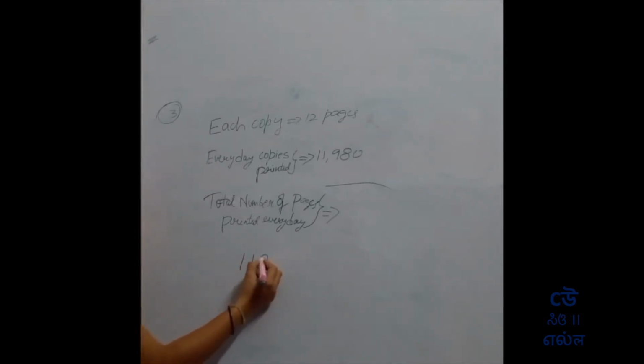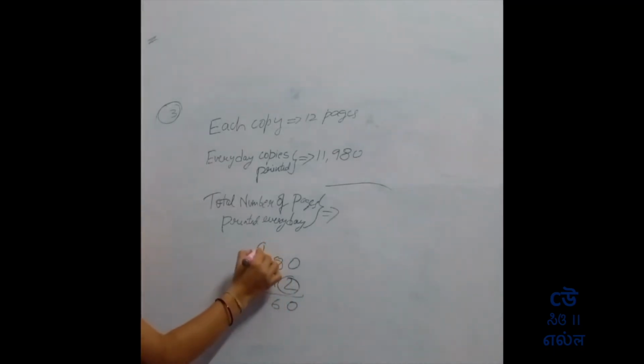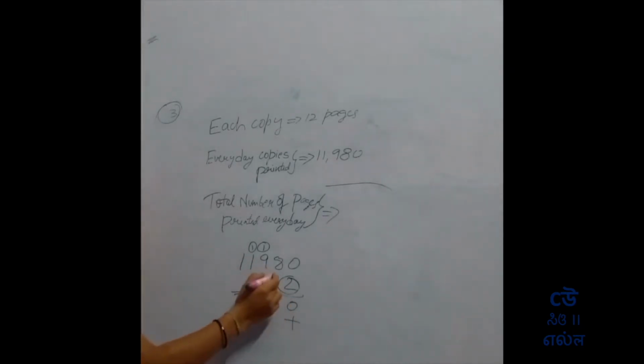So 11,980 into 12. So for each number, this 2 you have to multiply with each number. 2 zeros are 0, 2 eights are 16, 2 nines are 18, 18 plus 1 is 19, 2 ones are 2, 2 plus 1 is 3, 2 ones are 2. Next, this number you have to multiply: 1 zeros are 0, 1 eights are 8, 1 nines are 9, 1 ones are 1, 1 ones are 1.